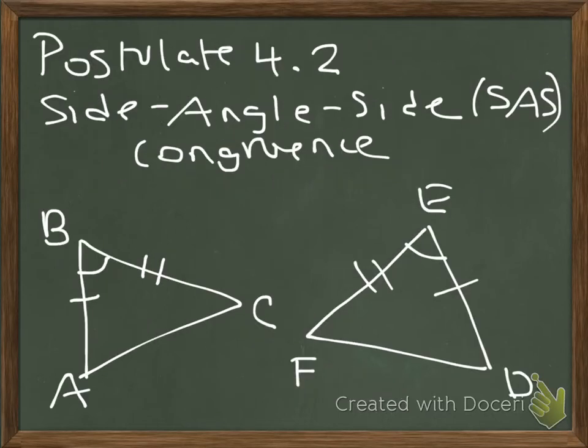All right, moving on. One more postulate. This is postulate 4.2. This is called side angle side congruence. So it says if two sides and the included angle, meaning the angle in between the two sides that are congruent, so right here and right here, if all of that is congruent on one triangle and then congruent on the second triangle, then we can say that both triangles are congruent.